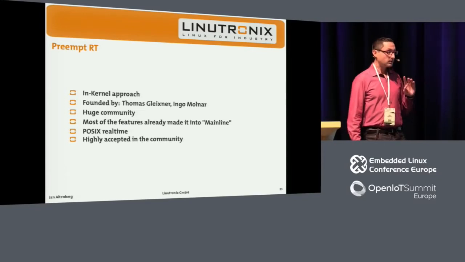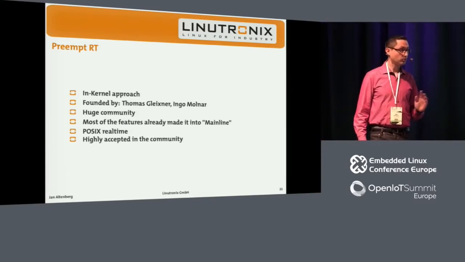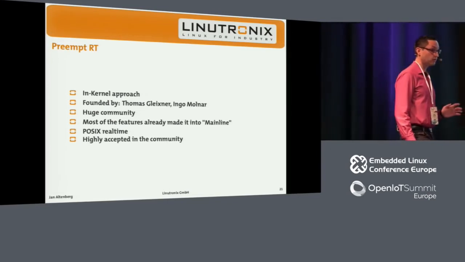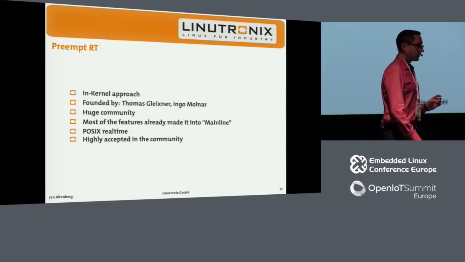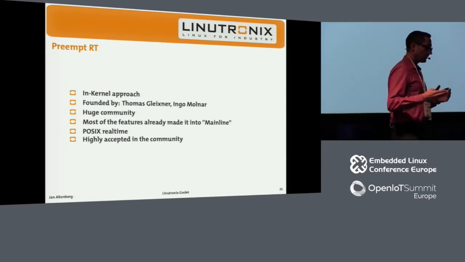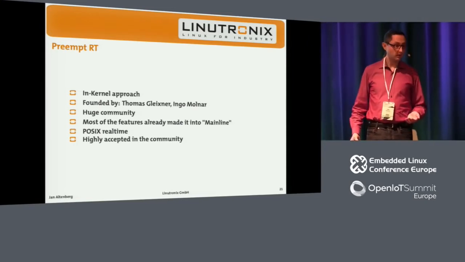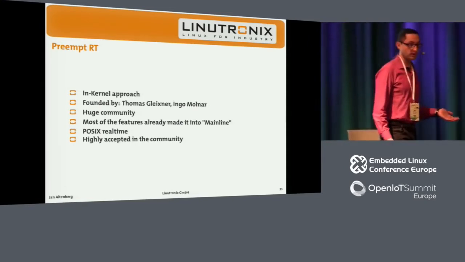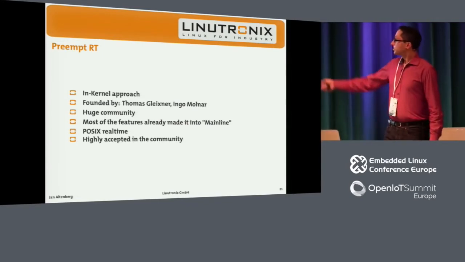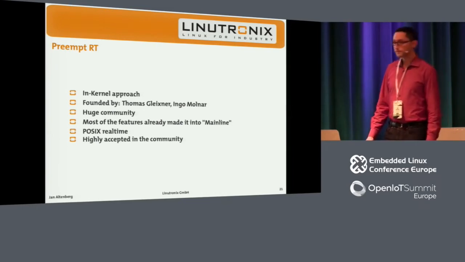And well, this approach is now around for 12 years, so it's also quite old. It's widely used in the field. It was basically founded by Thomas Gleixner and Ingo Molnar. These two guys in 2004 started a lot of real-time Linux development. They started to coordinate their work, and the result was the real-time preemption patch. Well, we have a huge community for this development right now.